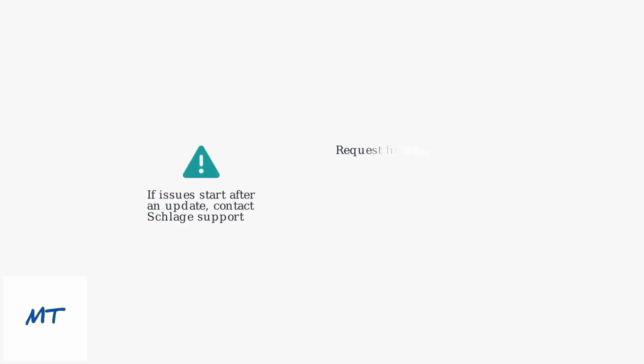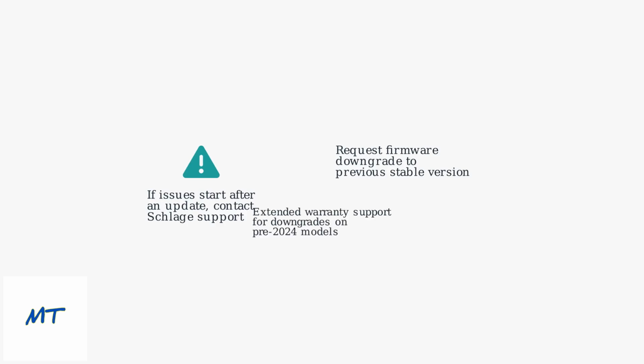However, sometimes a firmware update can introduce new bugs. If disconnections began after a recent update, contact Schlage support to request a downgrade to a previous stable firmware version. Allegion provides extended warranty support specifically for firmware downgrades on older models manufactured before 2024.